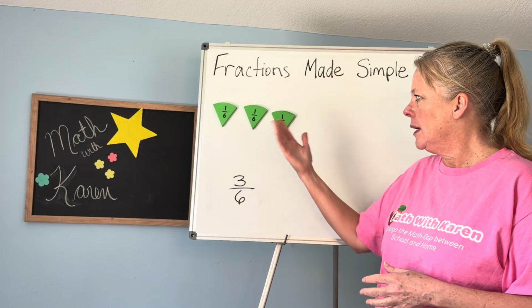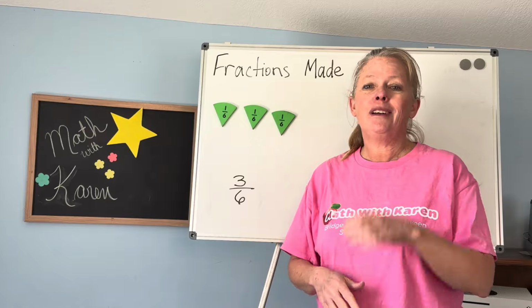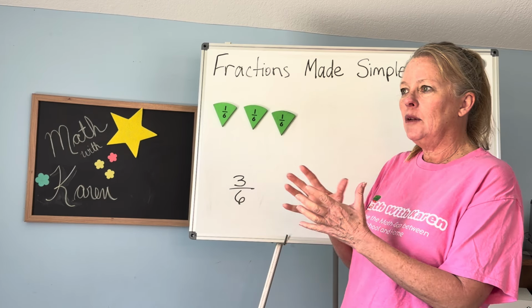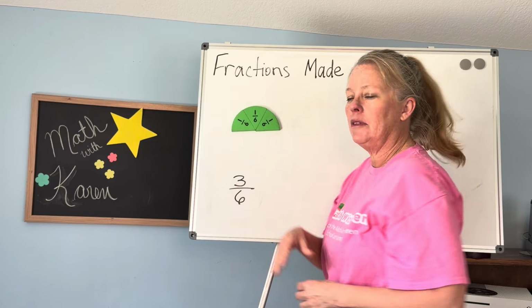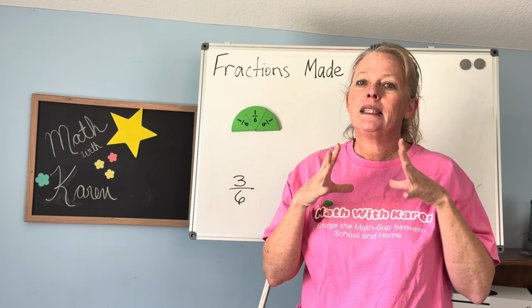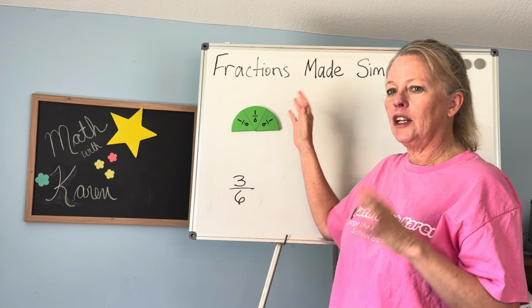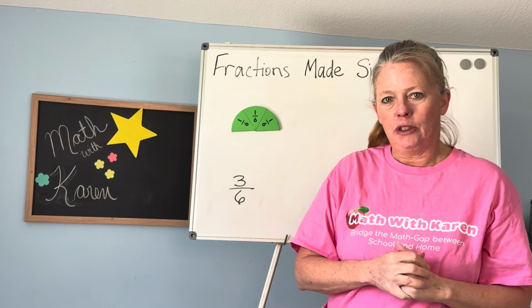For example, right here I have 1/6, 1/6, and 1/6. We learned in earlier videos these are unit fractions, and when we put them together, we have 3/6. So we have the fraction 3/6. If I was to ask you to put this in simplest form, we are going to try to find a way to group them together so that they are easier to use.